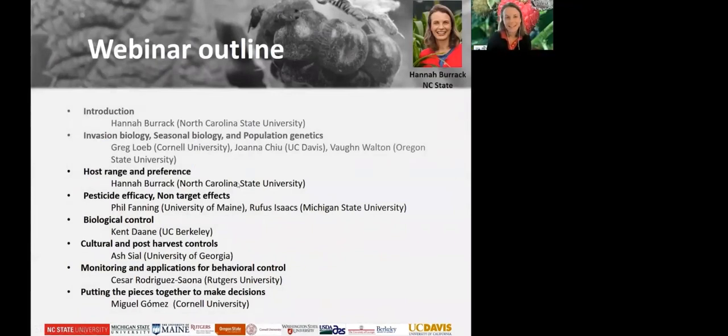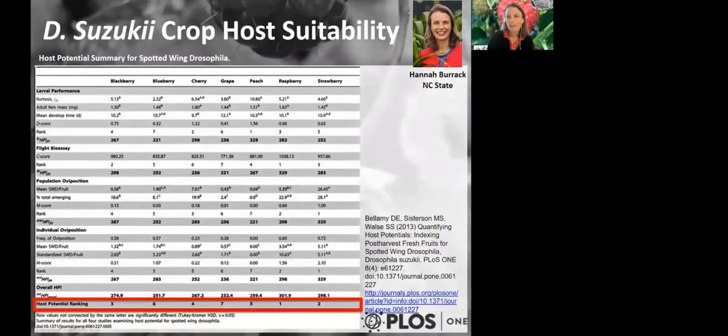So I'm spearheading the next section in which we'll discuss host range and preference. And first, I want to highlight that spotted wing Drosophila host susceptibility is fairly well understood for crop hosts. I'm highlighting at the bottom here a study conducted by Dave Bellamy and others, indicating the relative preference of some of the main crop hosts we were initially concerned about with spotted wing Drosophila, highlighting that through a series of different experiments, raspberry was the most preferred, followed by strawberries, blackberry, cherry, peach, blueberry, and finally grape.